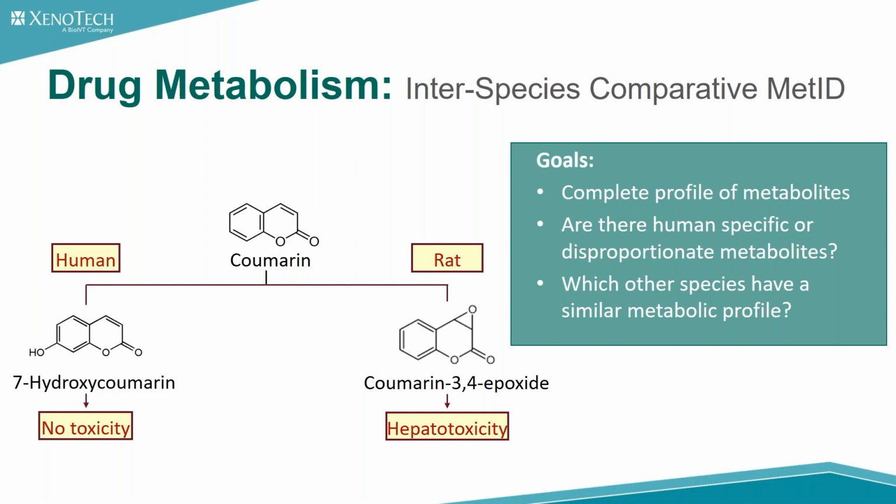So as I was saying here, this is just an example of the drug coumarin. In humans, it's converted to 7-hydroxycoumarin, which is a non-toxic metabolite. However, in rats, coumarin is metabolized into an epoxide, which is very hepatotoxic. So again, the study type is of particular interest to drug developers because it provides information for species selection up front, and also gives information on whether there are going to be any human-specific or disproportionate metabolites early on, prior to the clinical study, that one might need to plan for to assess those metabolites as well.